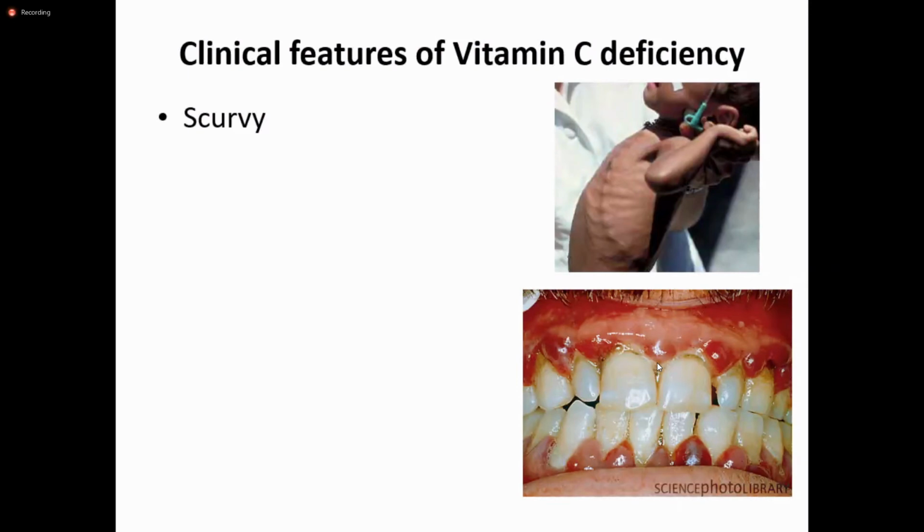So it can cause gum bleeding because of blood vessel abnormalities, weakness in the blood vessel, or it can cause prominent costochondral junction. Seen in this photograph, you can see the costochondral junctions are very prominent. You can see these prominences. So these are called scorbutic rosary and gum bleeding or petechial spots.